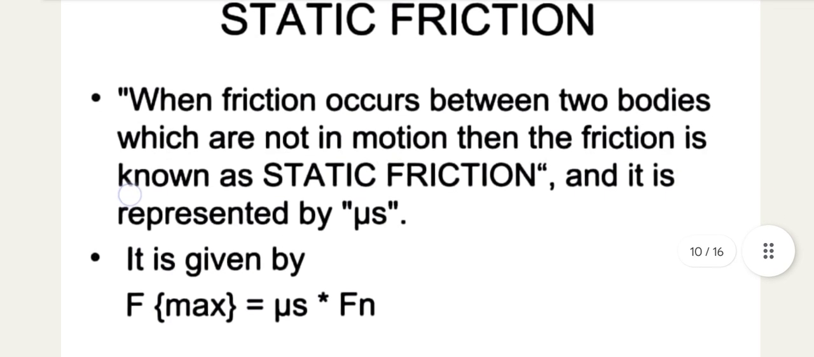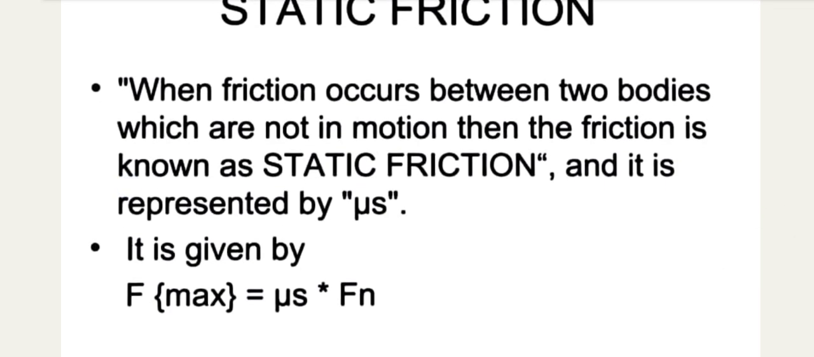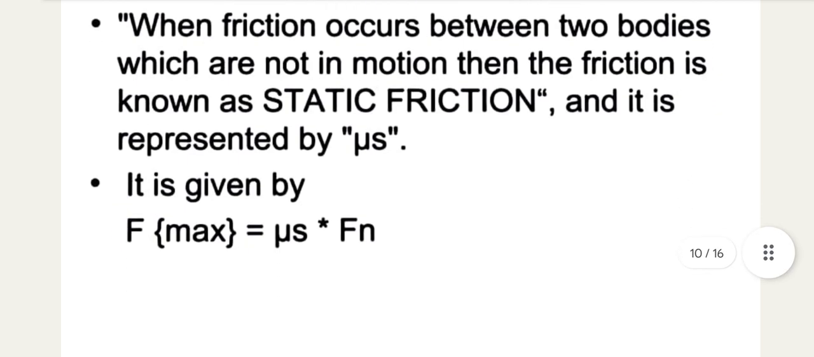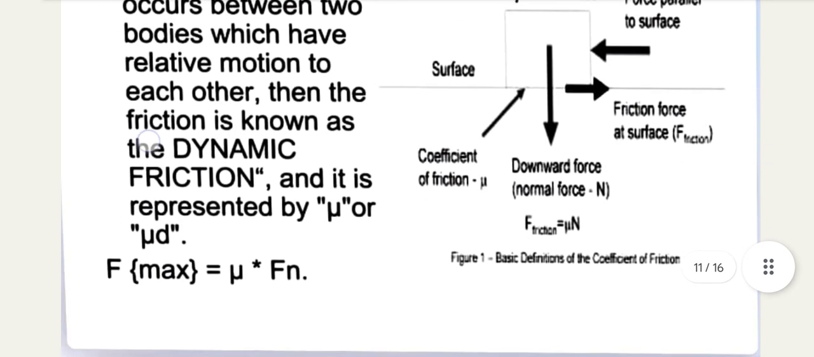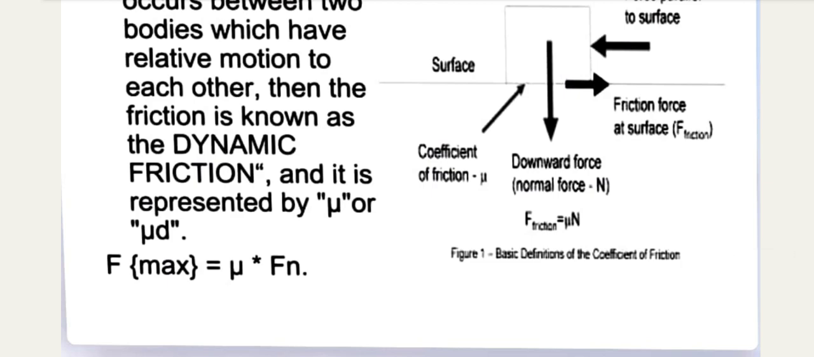Static friction: when friction occurs between two bodies which are not in motion, then the friction is known as static friction, and it is represented by mu s. It is given by F maximum is equal to mu s into Fn. The dynamic friction: when friction occurs between two bodies which have relative motion to each other, then the friction is known as dynamic friction, and it is represented by mu k or mu d. F maximum is equal to mu k into Fn.